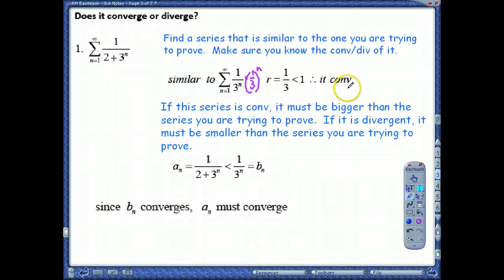Now, this converges, so that means hopefully this is the bigger series. When I look at the original series and the one I just looked at, I know this one converges. As long as this guy is bigger than the series I'm questioning, I'm going to be okay. And clearly this denominator is bigger, so this fraction is going to be smaller. So sure enough, I know this guy converges, and I know he is bigger than the series I am looking at. So therefore, a sub n must also converge.